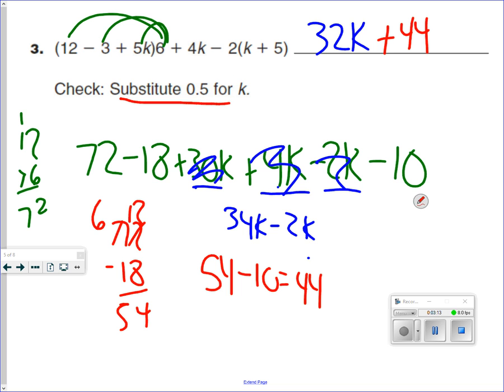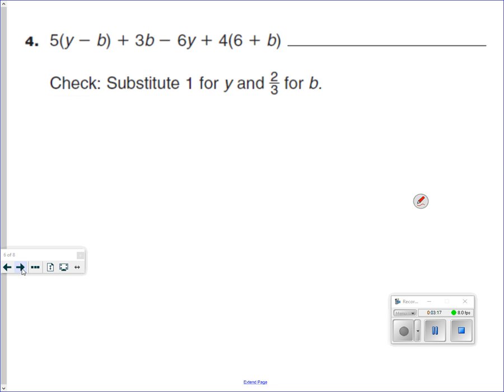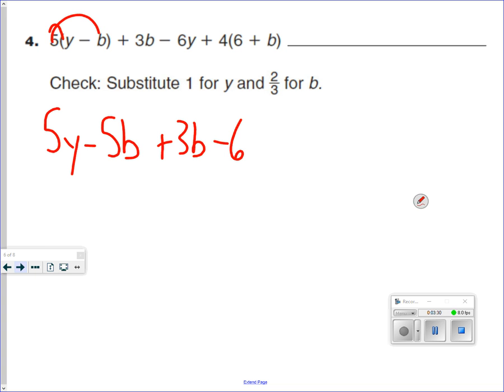Once again, we're not going to be substituting 0.5 in at this moment. I just want to know if you can use the distributive property to find like terms. 5 times y is 5y. Minus 5 times negative b is negative 5b. Plus 3b minus 6y. Plus 4 times 6 is 24. 4 times b is plus 4b. Okay. Find some like terms here. Let's see how we do.